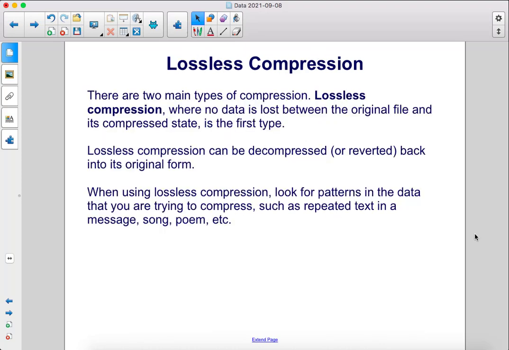There are 2 main types of compression. Lossless compression, where no data is lost between the original file and its compressed state, is the first type. Lossless compression can be decompressed or reverted back into its original form. When using lossless compression, look for patterns in the data that you're trying to compress, such as repeated text in a message, song, poem, etc.